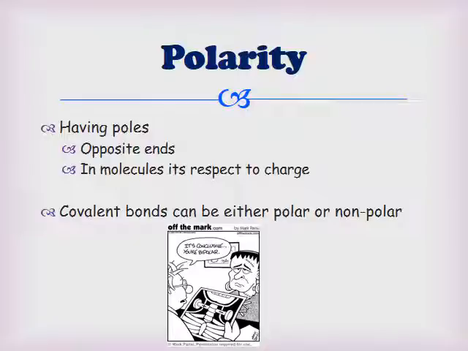So the world has a north pole and a south pole. In terms of molecules in chemistry, it's in respect of charge or electron density, where the electrons are. Okay, and covalent bonds can either be polar or non-polar.